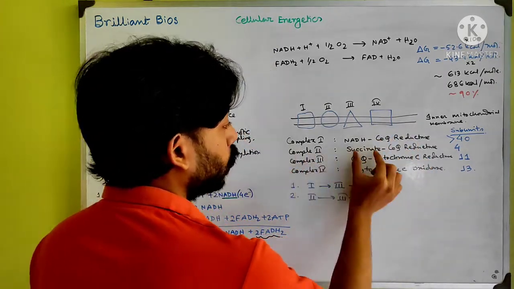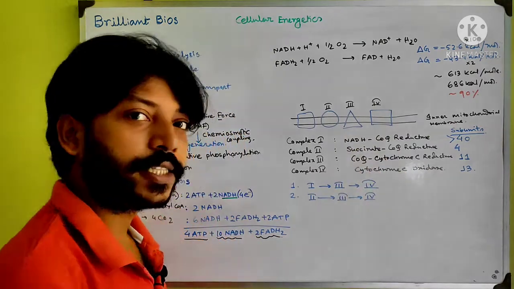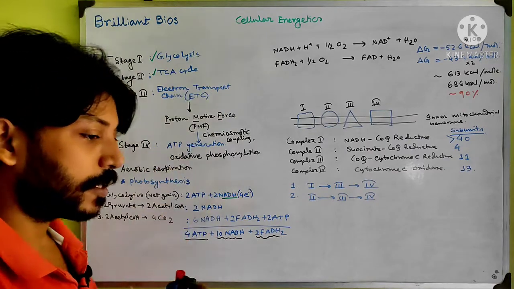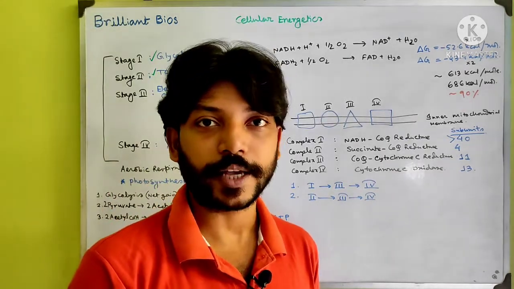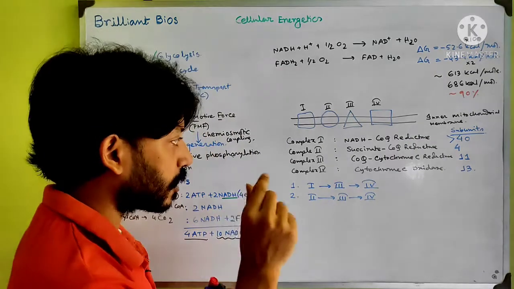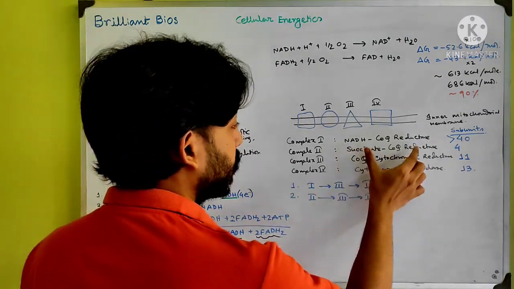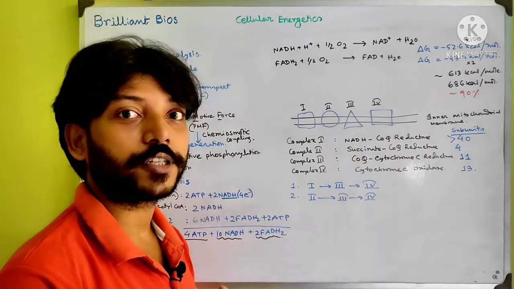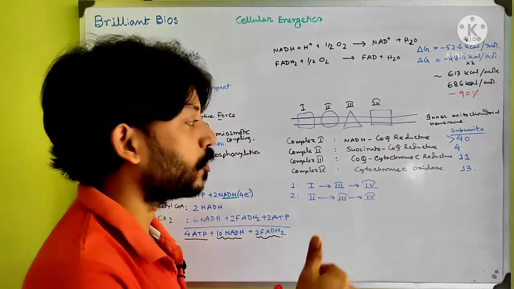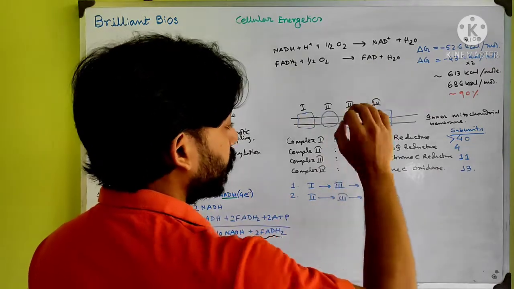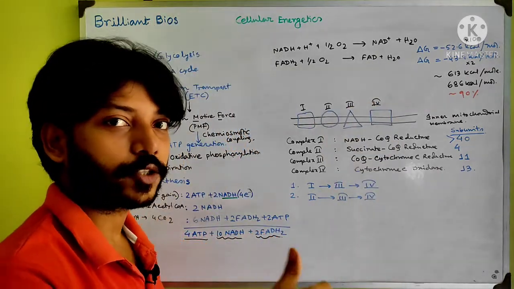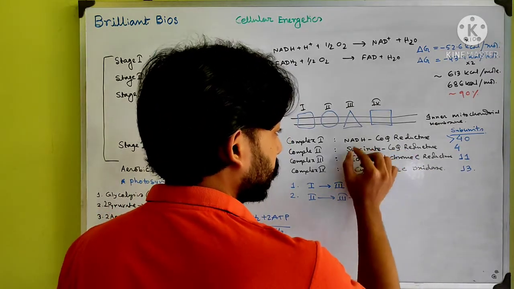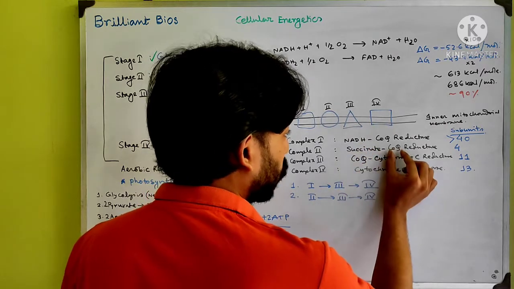The same is true for complex 2. This is called succinate dehydrogenase, because here succinate is oxidized to fumarate. I have already discussed in my TCA cycle that the reaction of succinate to fumarate is performed by succinate dehydrogenase. This succinate dehydrogenase subunit is present in this complex. So succinate dehydrogenase converts succinate to fumarate, and it generates FADH2. Then this FADH2 releases its electrons, which are carried out, so CoQ also gets reduced. This succinate gets oxidized and CoQ gets reduced.